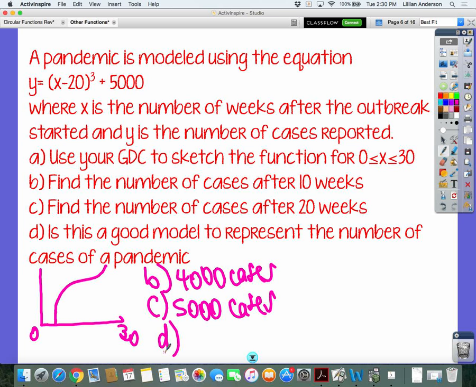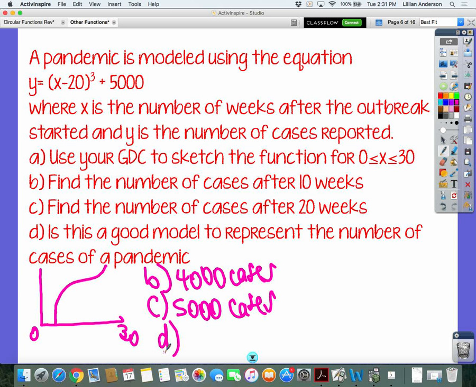I said no because at X equals 0, you got Y equals like negative 3,000. Okay? So basically you're saying that at the initial week, the very first week, we're sitting at negative cases, which is truly not possible.